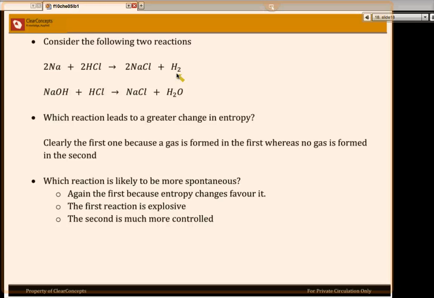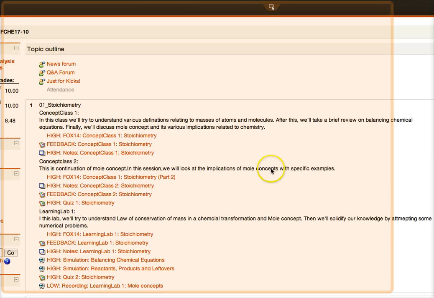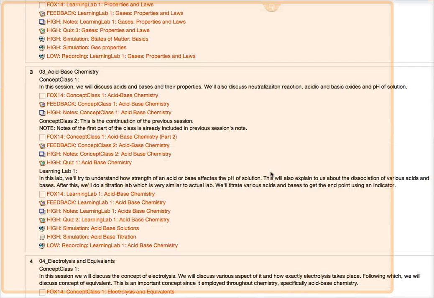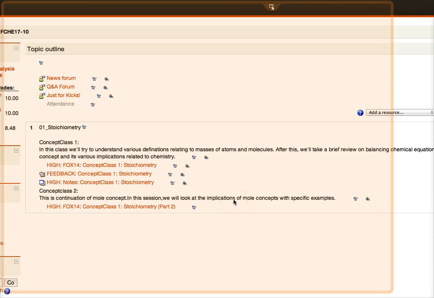Is this clear how entropy applies to chemical systems? Okay, let me see if there's anything else. Give me one moment.